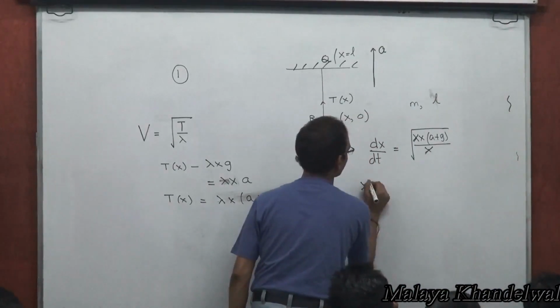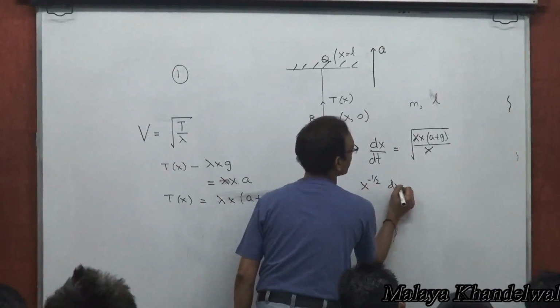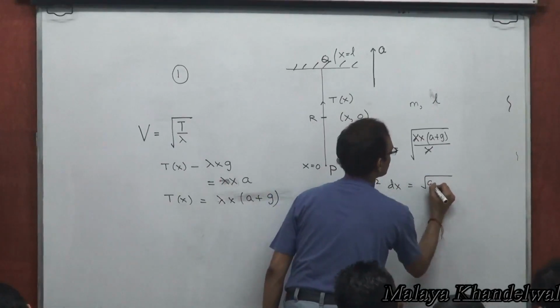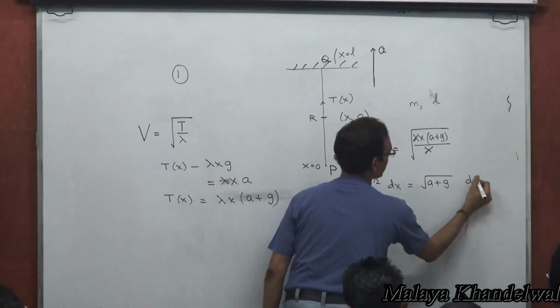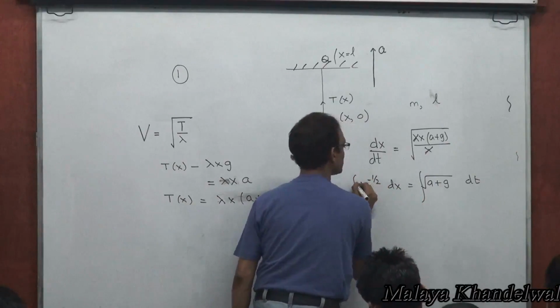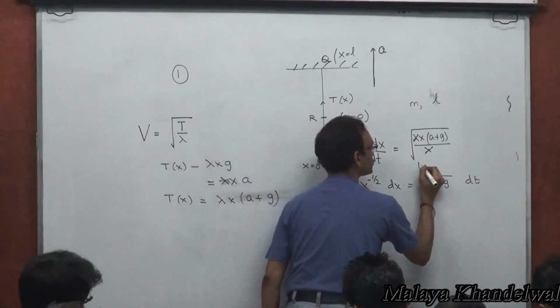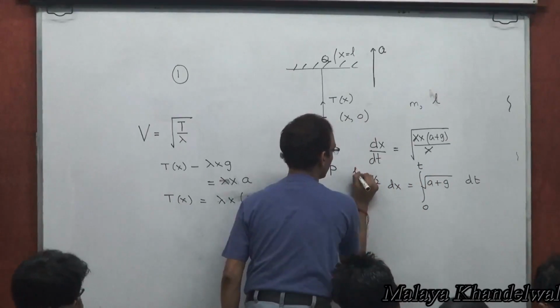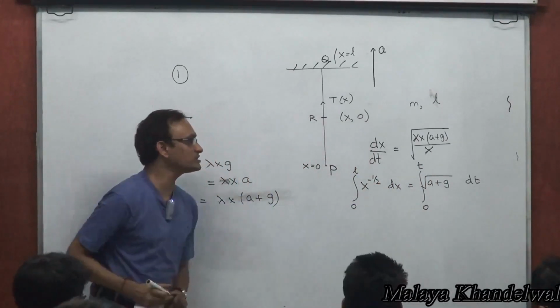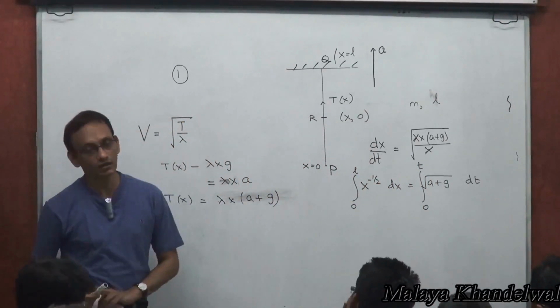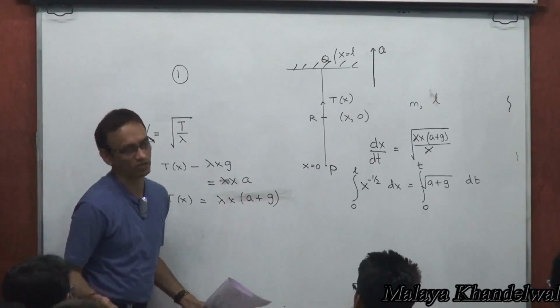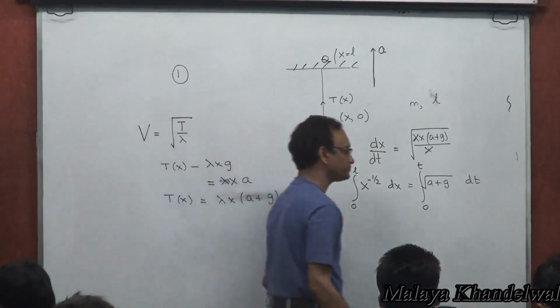You have x to the power minus half dx is root of a plus g dt. Integrate both sides. At time t equal to 0, x is 0. At time t equal to t, x is L. So this will give me the time t it takes to travel the whole length. I hope you had got it right all by yourself also, right? This is what you did.